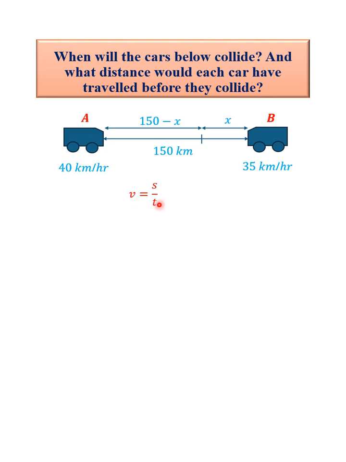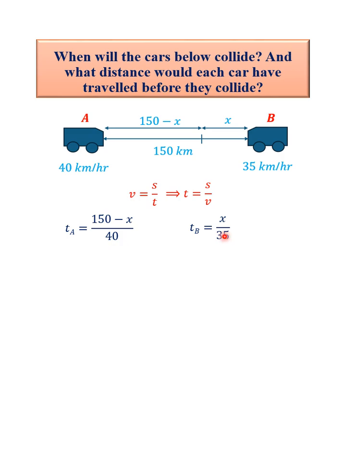Remember that it takes the same time for both of them to collide. That time is common to both the time A traveled and the time B traveled. So because we're looking for the time, we need to make t subject of formula. If we make t subject of formula, we have that the time it takes to collide will be the distance divided by the speed. So for the first car A, the time it takes A to get to the point of collision is 150 minus x, the distance, divided by 40 km per hour, the speed. The time it takes B to collide is the distance x divided by the speed of B, 35.